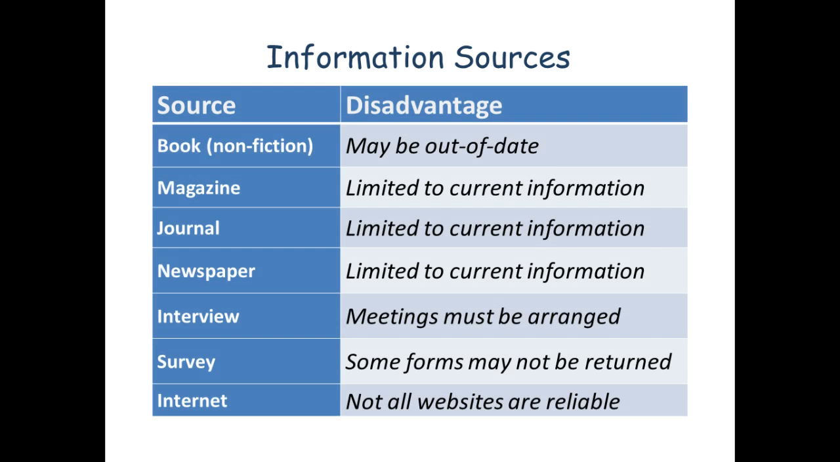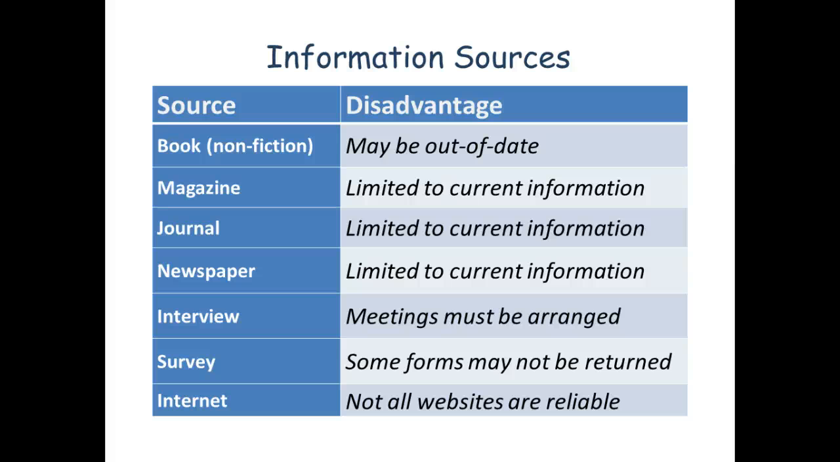Here are some of the possible information sources or places where you can get your information. Books are usually comprehensive and the facts have been checked. One problem is that they may be out of date. Magazines, journals and newspapers are all limited to current information. Newspapers and magazines usually have something topical and interesting. Journals are scholarly works and their facts are checked very carefully.